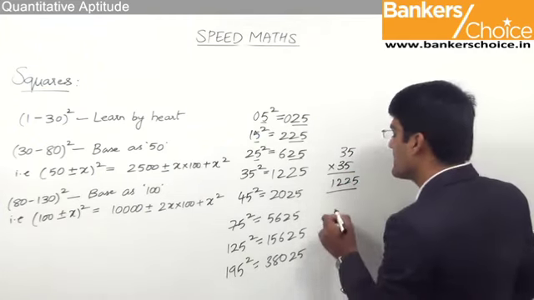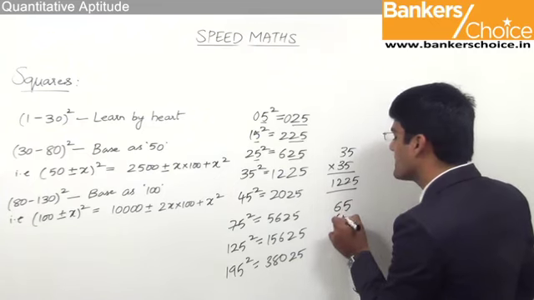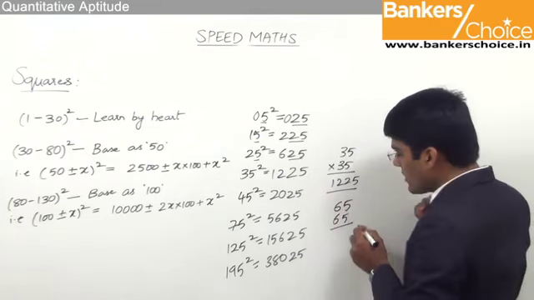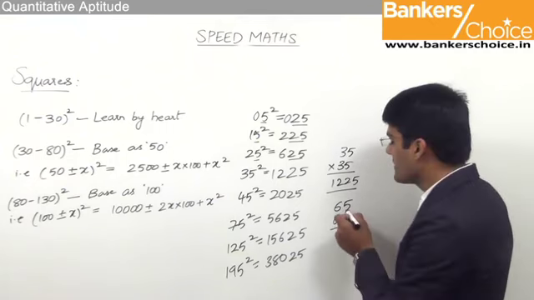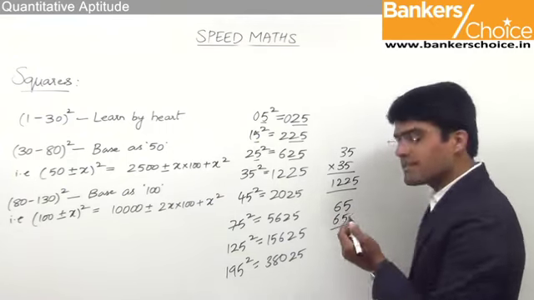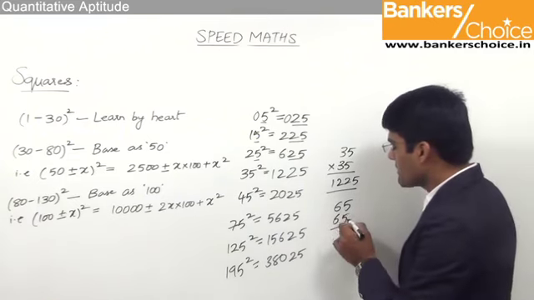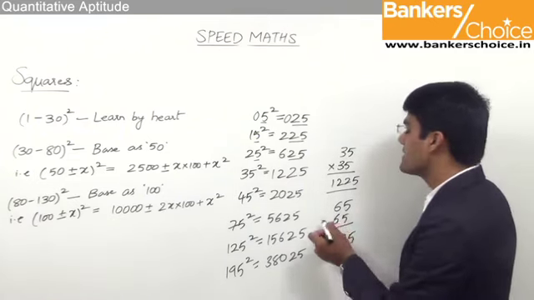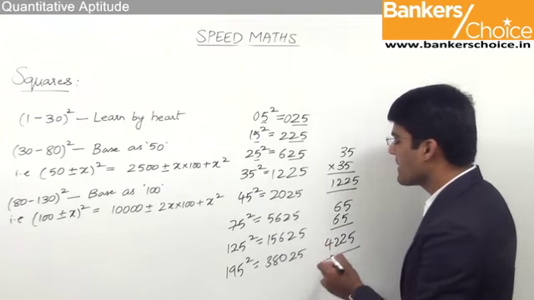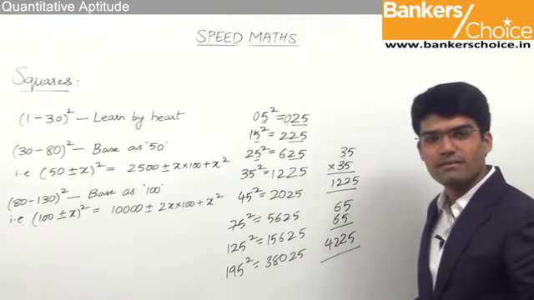Likewise, in the case of, let's say, 65 square. 65 square is 65 into 65. Now if you observe again, these are complementary numbers. 5 plus 5 is 10 and the tens places are equal. So these numbers are called complementary numbers. And the answer can be obtained as 5 into 5, 25, and 6 into the next digit, 42. So 65 square will be 4225.